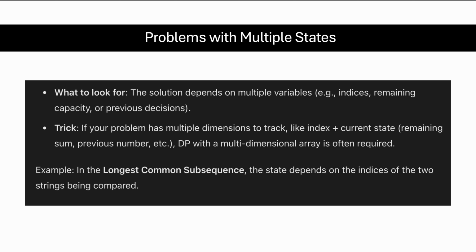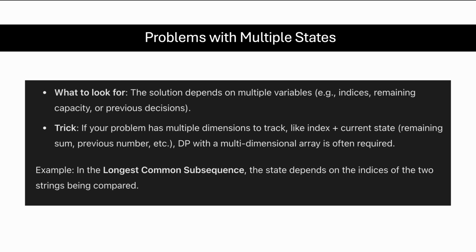You can only move down or right. Find the number of unique paths to reach the destination. So what is here? You have a problem with multiple states. The solution depends on multiple variables, for example, indices, remaining capacity, previous decisions, and all that. If that is the case, you can have DP as a rescue for the solution that you're targeting.